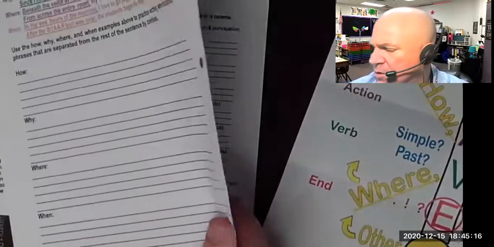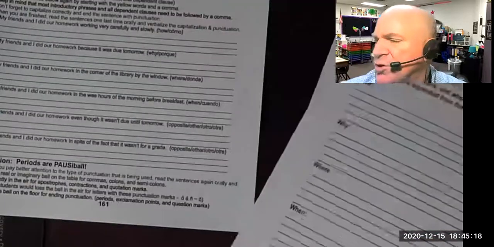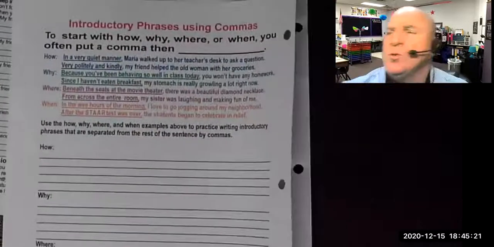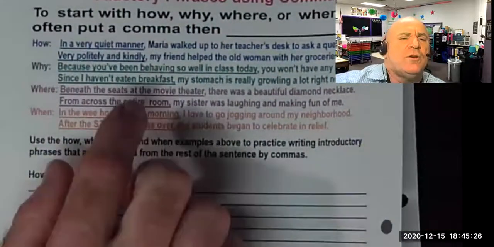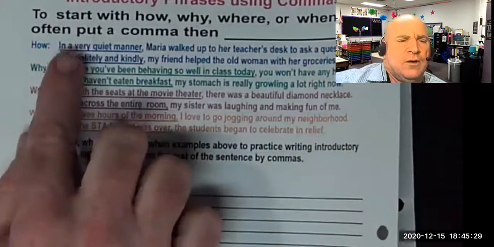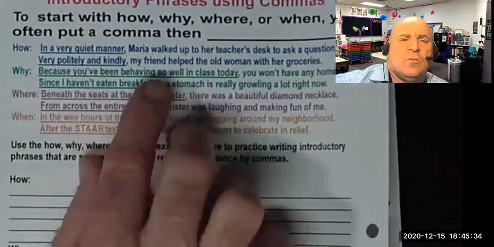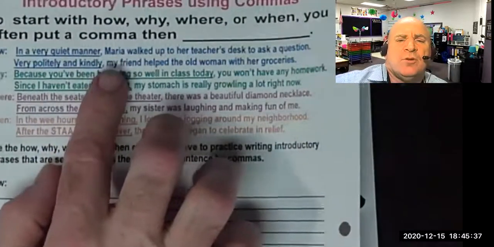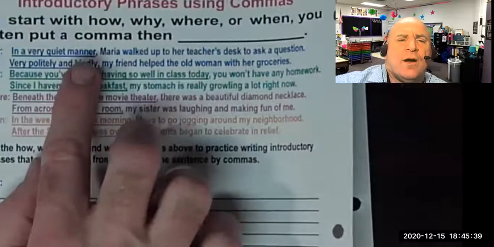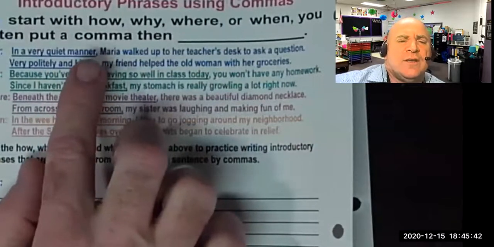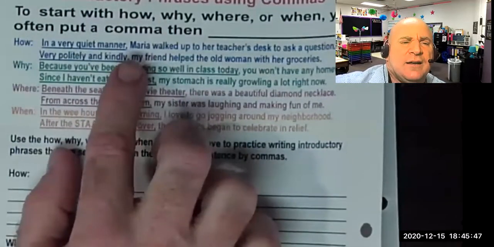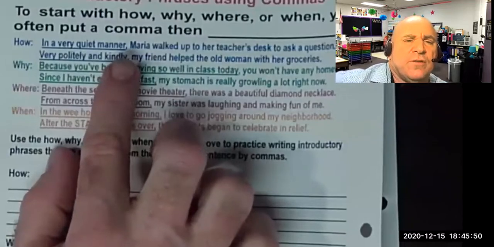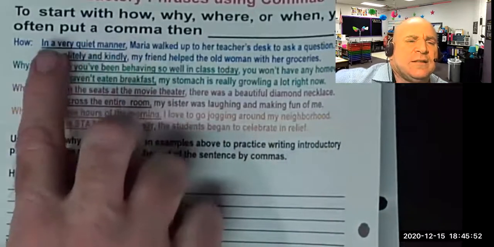Okay, so let's see a couple of those. I'm going to go backwards 2 pages before Spider-Man 1 and show you in color. Here's a couple of examples. When you start with how. Now, just as a reminder for those of you that didn't see lesson 1 with Spider-Man 1, you could say, Maria walked up to her teacher's desk to ask a question in a very quiet manner, period. If you say how she's doing it afterwards, then you don't need to decide if it's an introductory phrase or if it's a dependent clause.